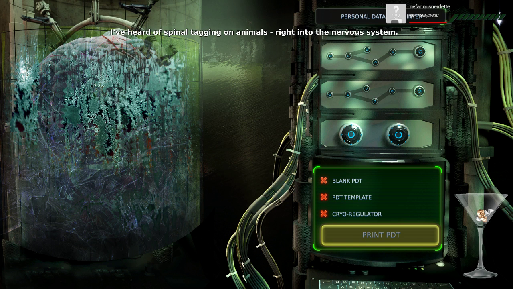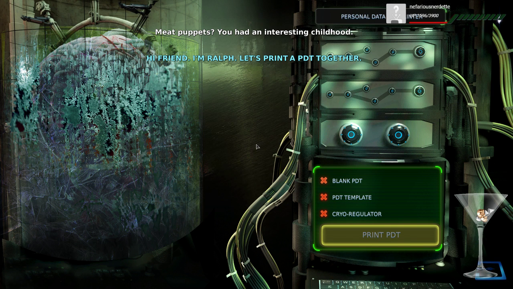Yeah, it does. I've heard of spinal tagging on animals, right into the nervous system. Maybe this is like an upgrade. But these aren't animals. Sure we are. We're just meat puppets. Meat puppets? You had an interesting childhood. Hi, friend. I'm Ralph. Let's print a PDT together. Oh, there we go. It's Ralph.